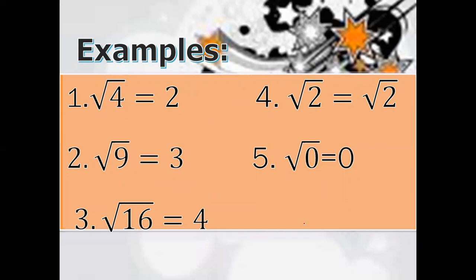Let's get back to example number 4. Square root of 2. What is the square root of 2? We all know that 2 is not a perfect square number, and we cannot think of a factor of 2 that when you raise it by 2, it's equal to 2. Therefore, the answer should be square root of 2, because it's already in its simplest radical form. So square root of 2 is still equal to square root of 2.